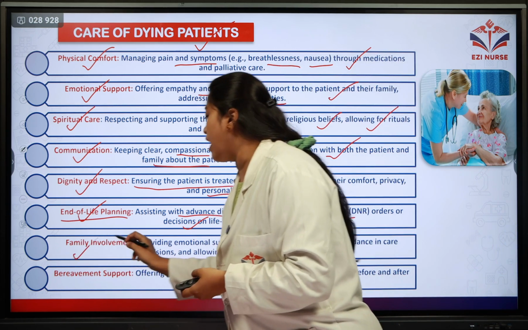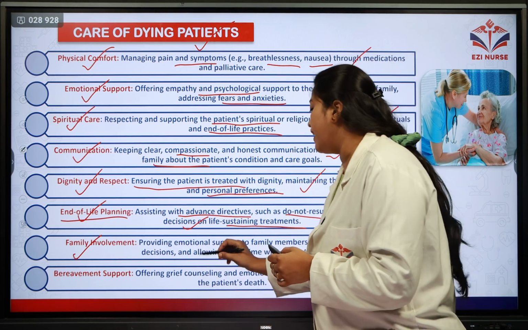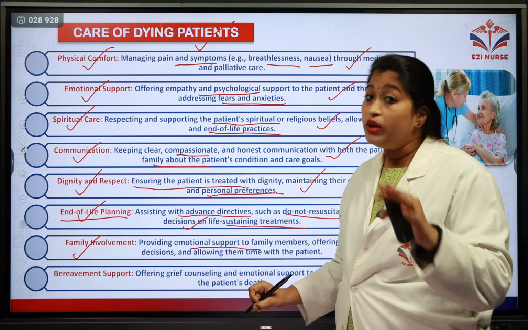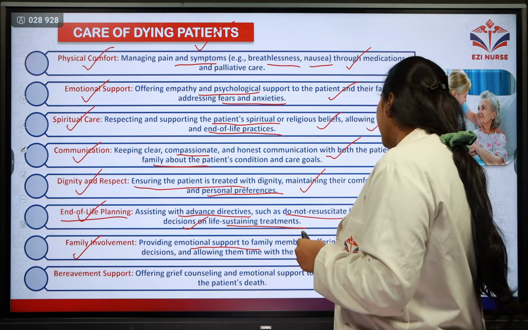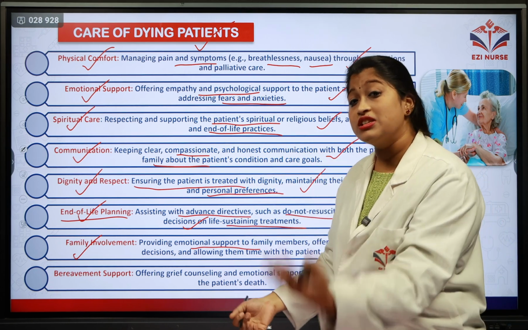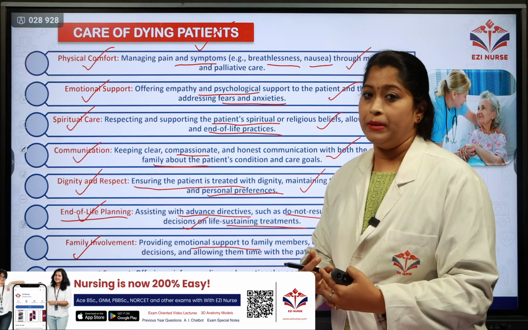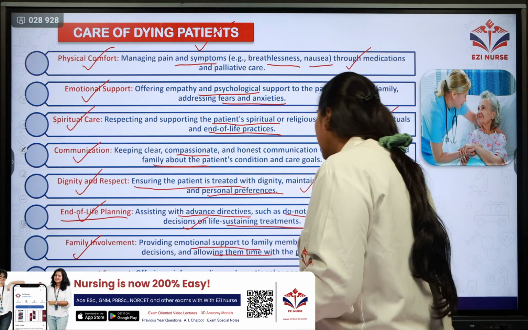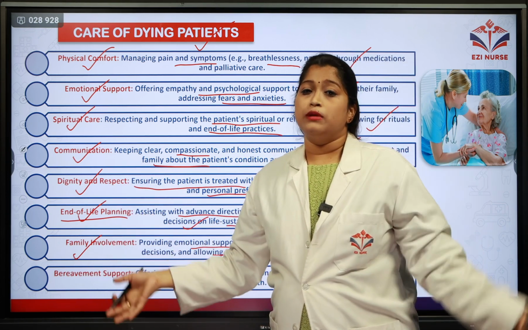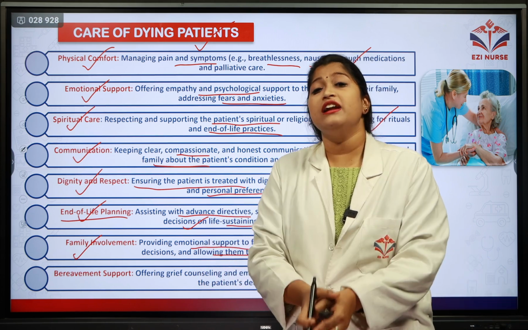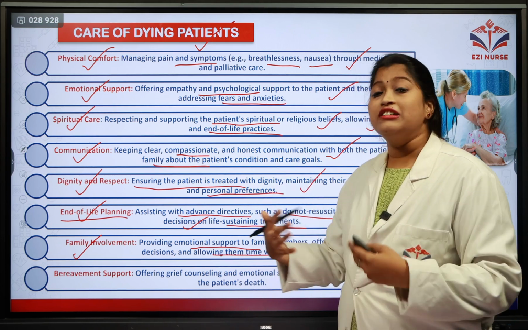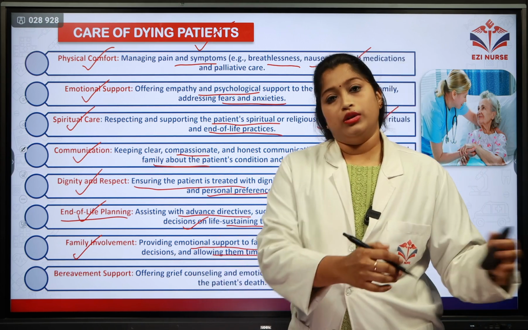And the next care is family involvement. As I just told you, you need to give emotional support to the family members, offering guidance in the care decisions. The decisions about how you're giving the care should be made along with the family members, allowing them time with the patient. It's just the end of their life, so you need to give those family members some time to spend with the patient, and you need to allow them to take decisions related to the patient.